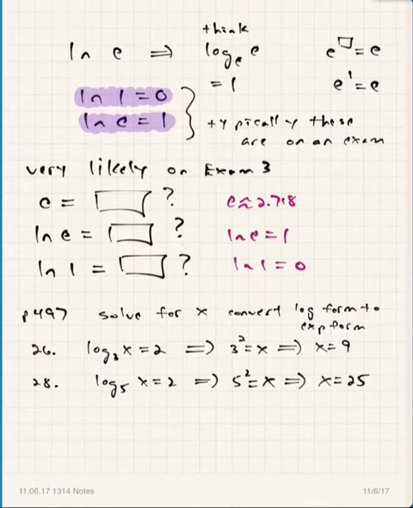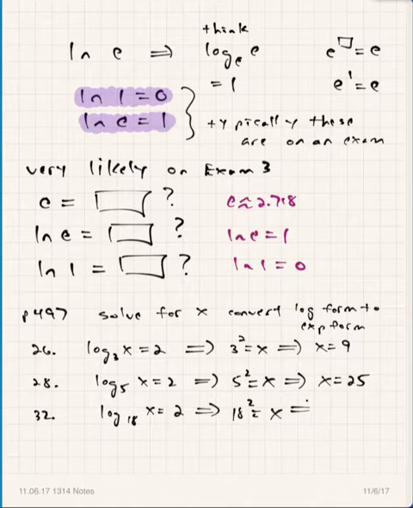Problem number 32. You have logarithm base 18 of x is equal to 2. And so this would mean that in exponential form, 18 squared is equal to x. And so x would be equal to whatever 18 squared is. I think that's something like 564, something like that.